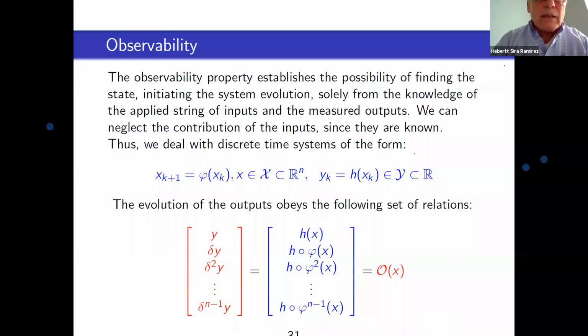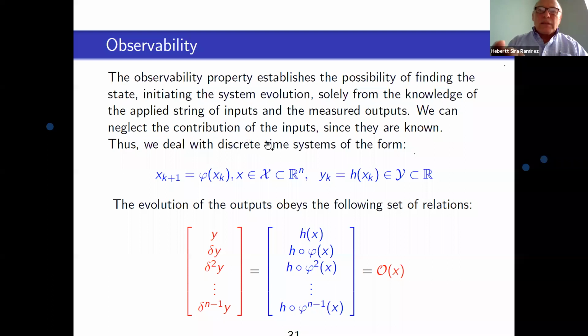And similarly, we can examine another very important structural property, which is observability. And that property just establishes the possibility of finding the state which initiates the system of evolution solely from the basis of the applied string of inputs and the measured outputs, which are sort of the way that the external world communicates with the system and the way that the system communicates with the external world. And whatever internal things are going on in the system are summarized in the state, and therefore we can examine the possibilities of recovering the states from the measurement of inputs and outputs.